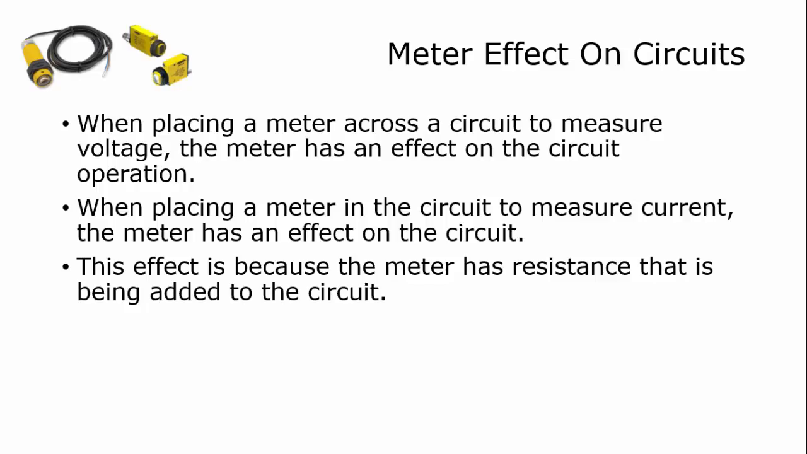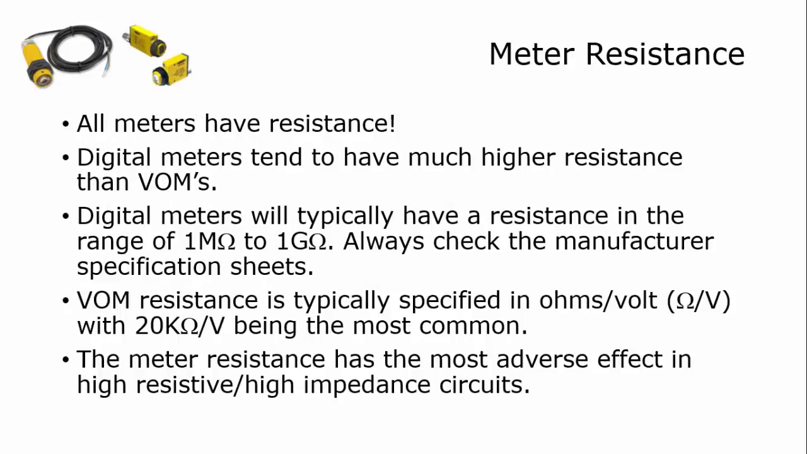Anytime you place a meter across a circuit to measure either voltage or current, the meter is going to have an effect on the circuit operation. Anytime you place a meter in the circuit, it's going to add resistance to that circuit, because all meters have resistance, and therefore making that circuit different. So again, all meters have resistance.